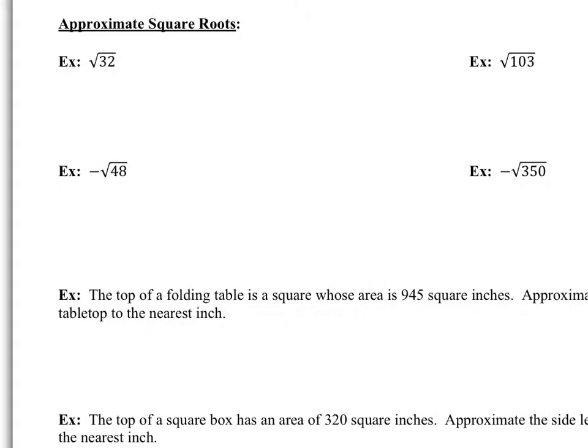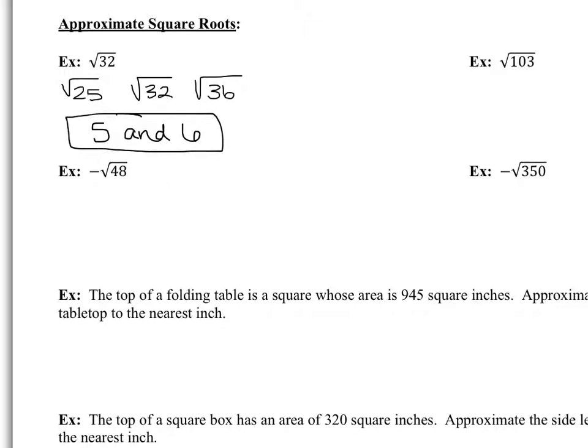So to approximate square roots, you first start by placing 32 between the two numbers that you know the square roots of, the two closest, one above and one below. So in this case, 32 falls between 25 and 36. But we're square rooting 32, so we square root all of them. So the square root of 32 would fall between 5 and 6.